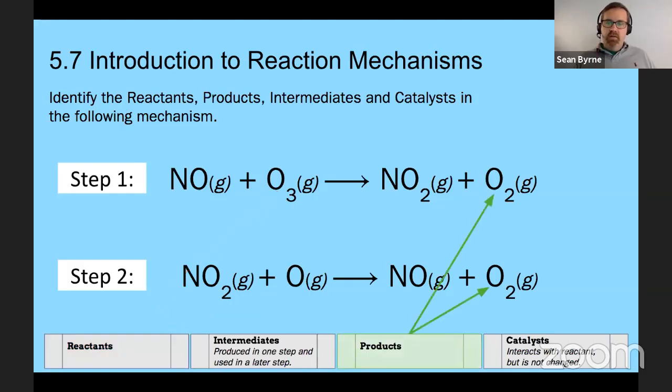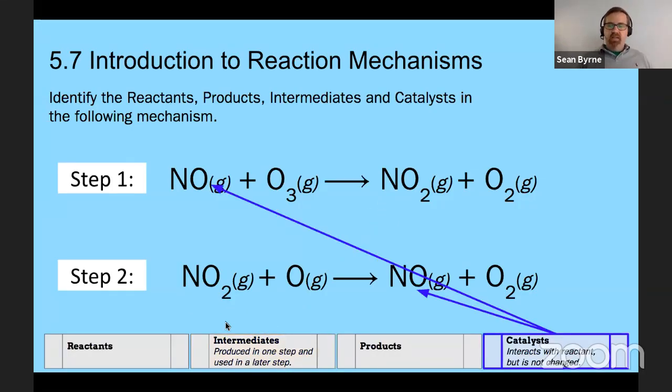Products are here. So we've got O3s turning into O2s. Here's an intermediate, because it appears as a product first and then a reactant. And then finally, I found you one that has a catalyst. It starts as a reactant up here, but we produced it over here again, and it is unchanged. And so that would not necessarily even appear in the overall reaction. All right, so there we go.